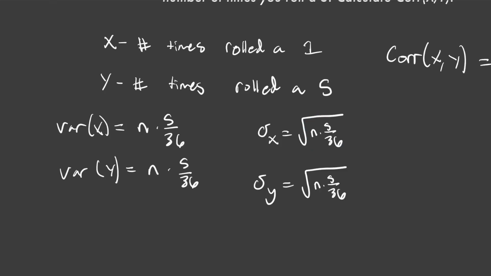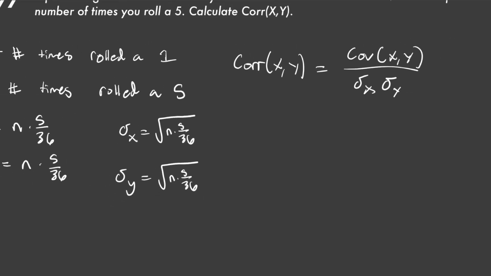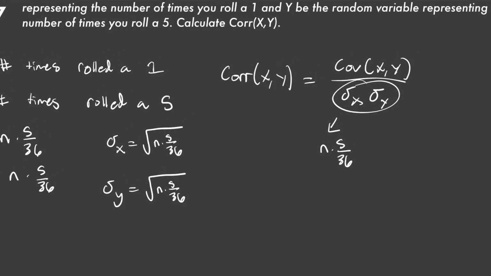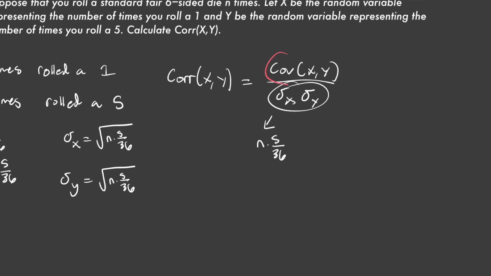So when we multiply these two things together on the bottom of our correlation equation, these square roots are just going to go away. If we multiply the square root of the exact same thing by itself, it's just going to be on the bottom here. This term is just going to be n times 5 on 36. Now for my top term, the covariance of x with y, that's going to be a little bit more challenging.